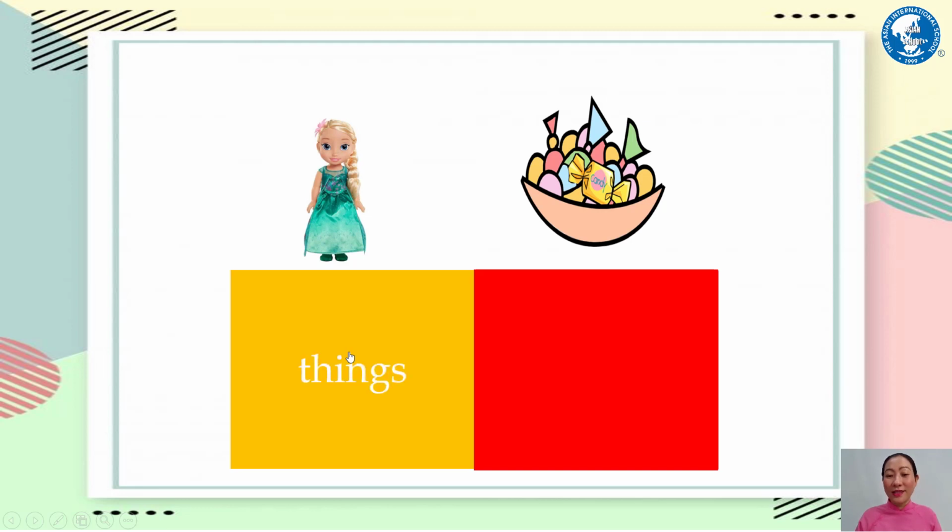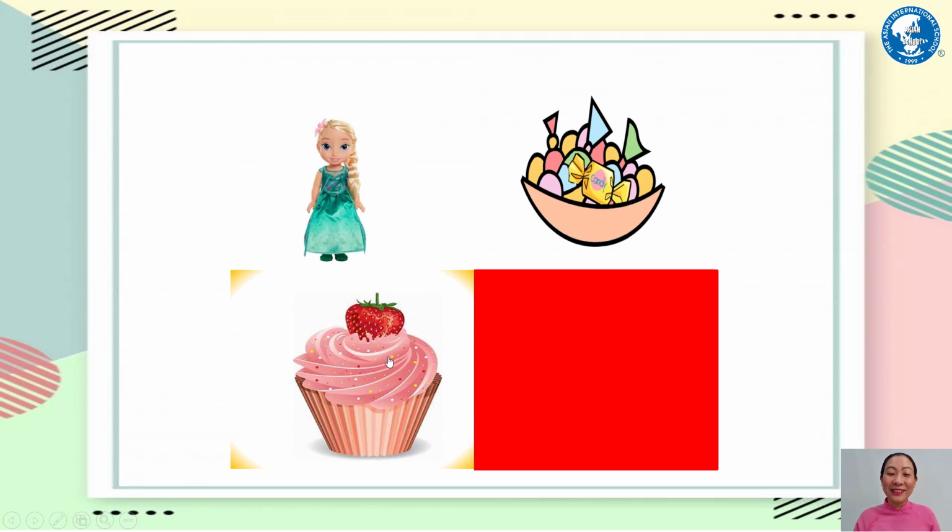3, 2, 1. Things. What question word do you use to ask about the things? Say louder. What? Right. We use the question word what to ask about the things. Good job. So the present? Cupcake. Yes. Okay, next one.